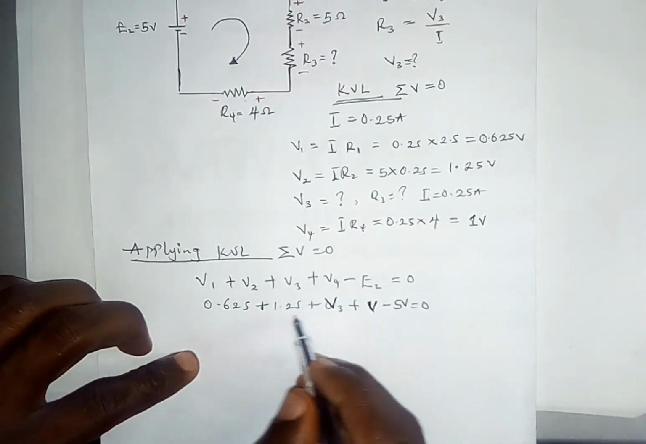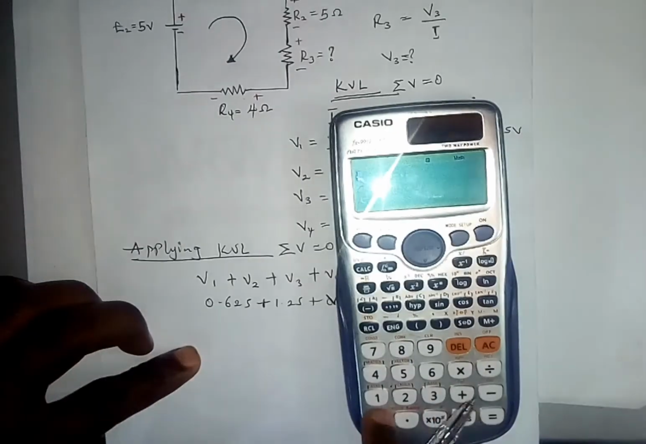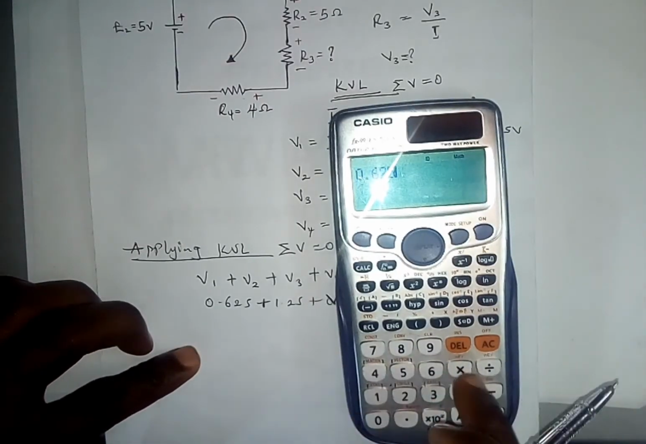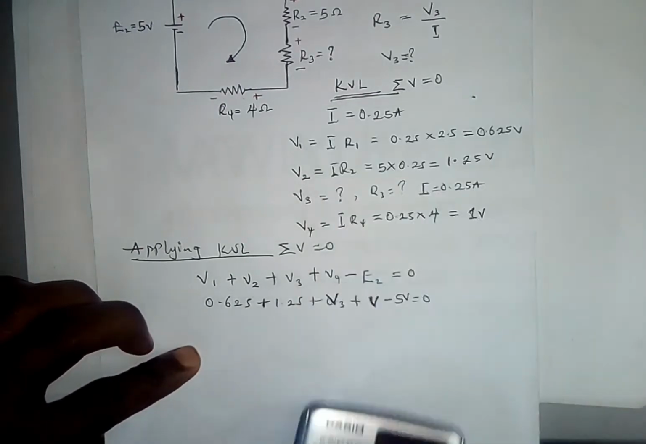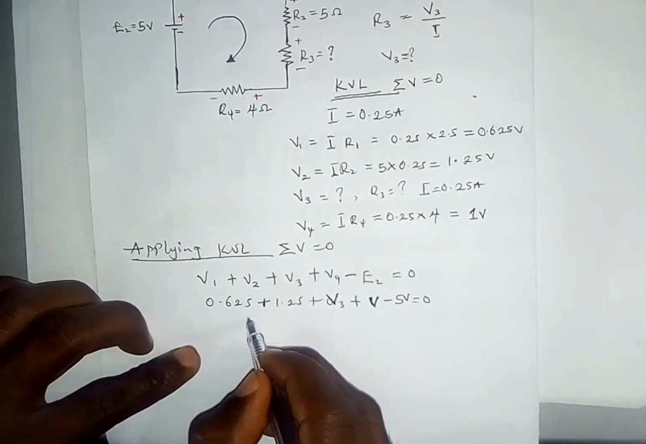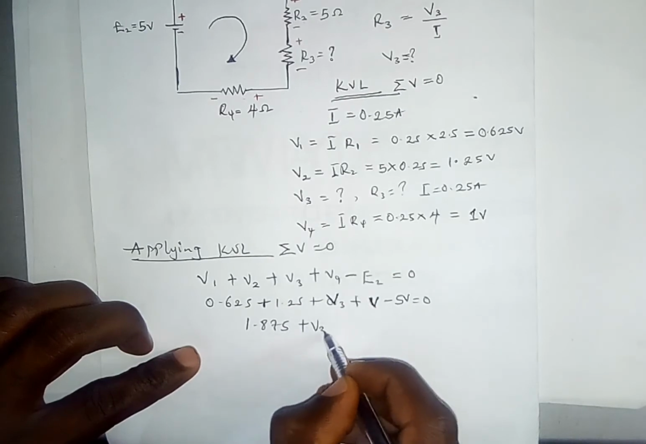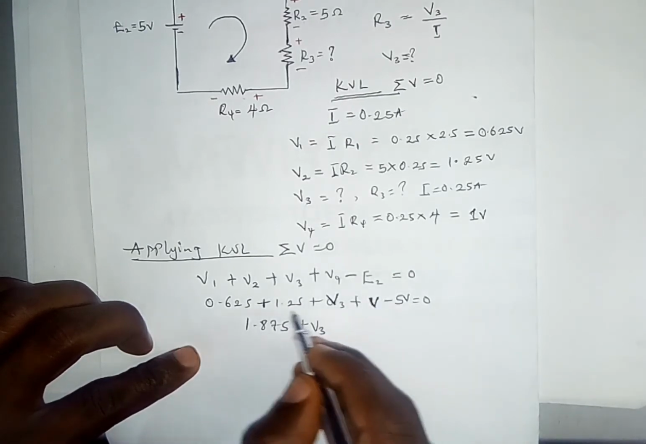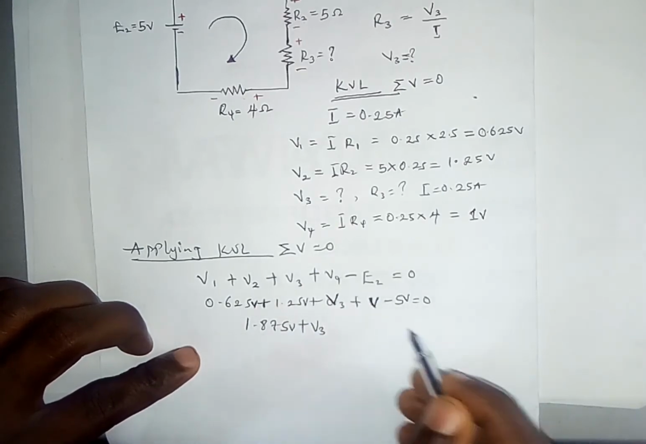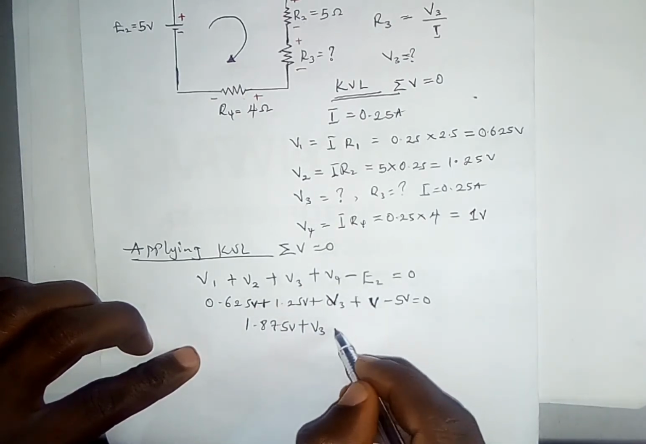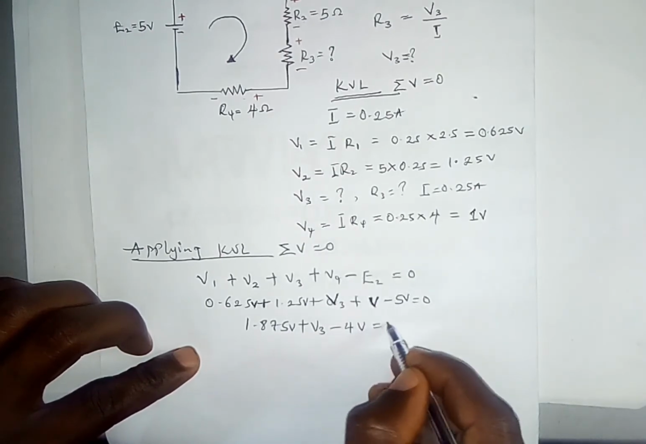So now if you are going to add all this together, maybe you are going to punch our calculator again, which is 0.625 plus 1.25. So we are having 1.875 plus V3. So what are we having here? Remember, this one is in voltage, this one is also in voltage, this one is also in voltage. So I'm going to have minus 4 volts on this side, which is equal to 0.